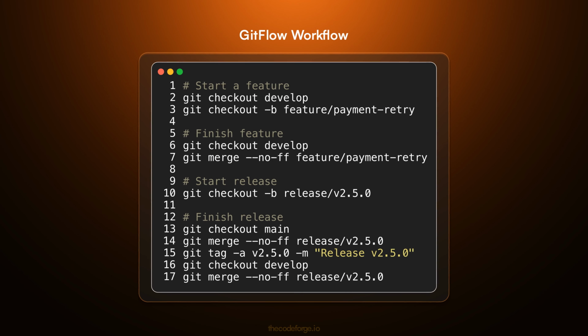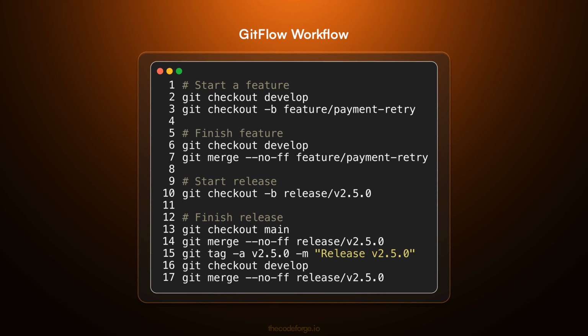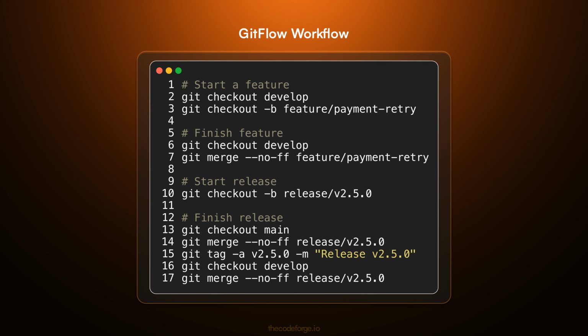Git flow in action. Features branch from develop and merge back. Releases branch from develop, get bug fixes, then merge into both main and develop. Hotfixes branch from main and merge back to both. This ensures fixes are never lost.